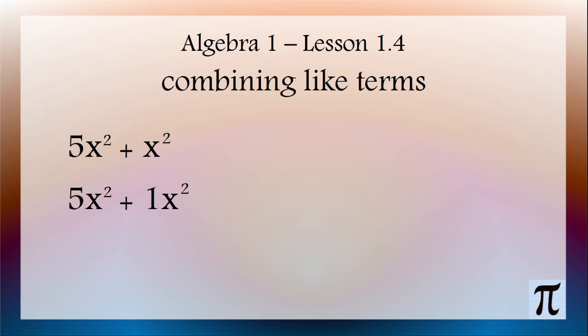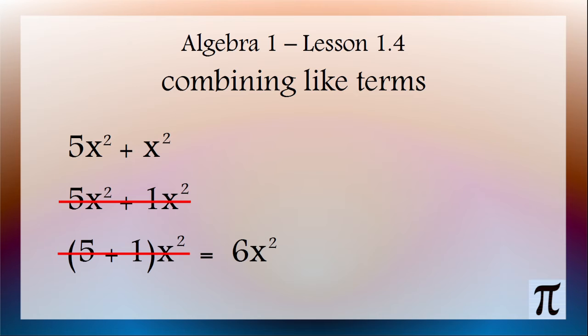Now I'm just going to rewrite it here as 5x squared plus 1x squared. We're going to factor out the x squared because it's a common factor between those two items. So 5 plus 1 in parentheses times x squared. So this is the same as 6x squared. So when you combine like terms, you could skip those two middle steps. If you see 5x squared plus x squared, that's 6x squared. So that's a combining of like terms.